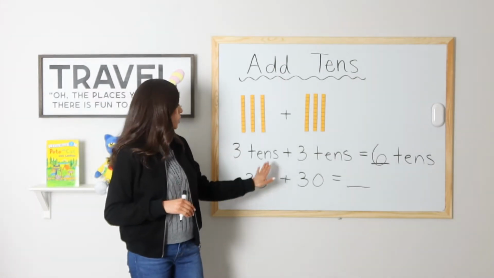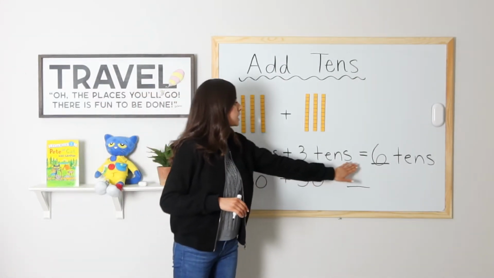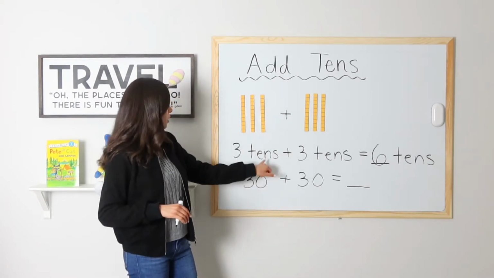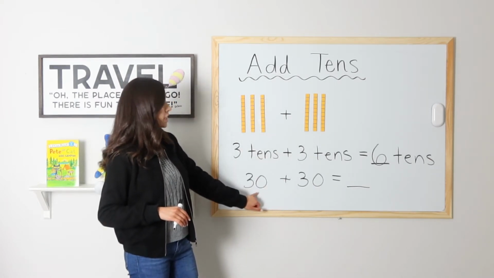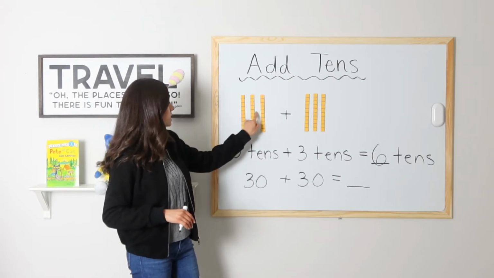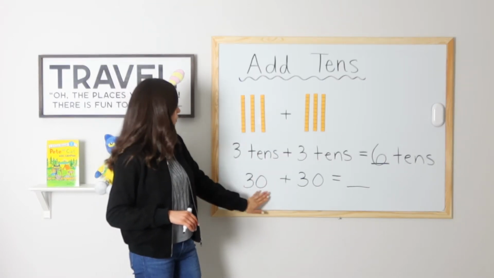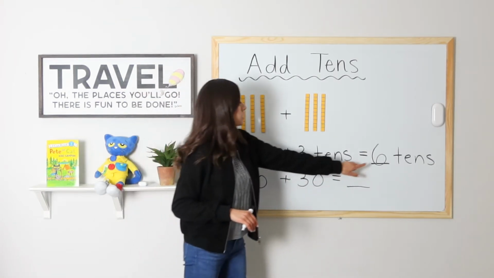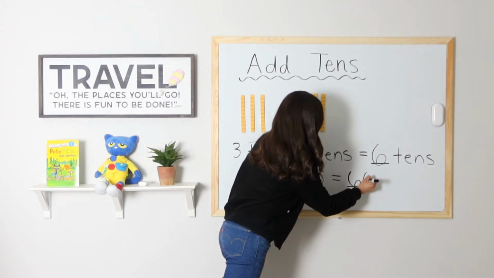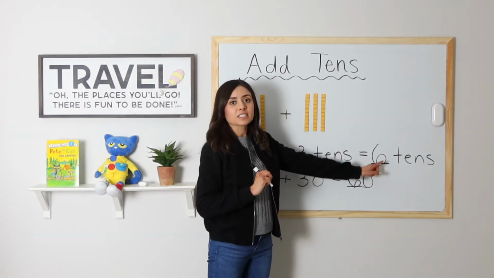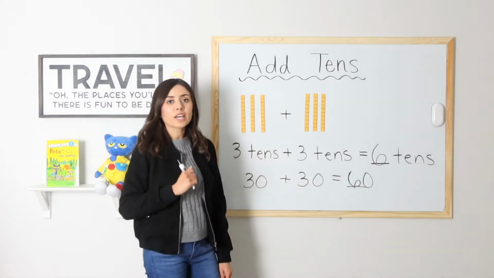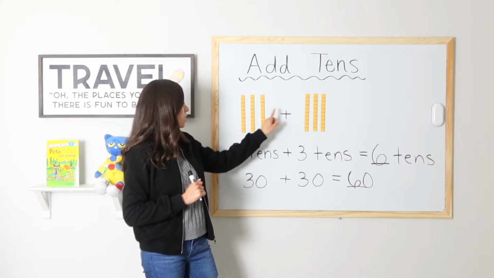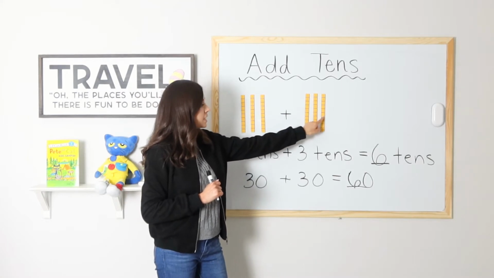Okay, so now that we know 3 tens plus 3 tens equals 6 tens, let's look at what we have down here. I know that 3 tens is 30, right? 10, 20, 30. So I have 30 plus 30 equals 60. 6 tens equals 60. Let's go ahead and count to make sure we're correct. 10, 20, 30, 40, 50, 60.